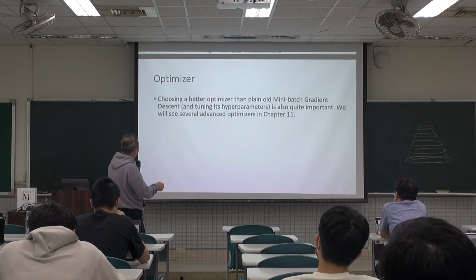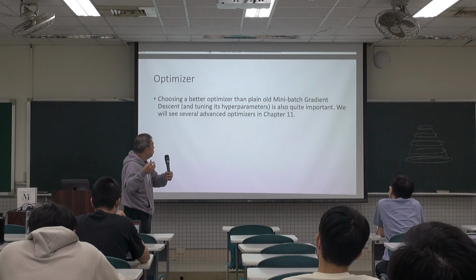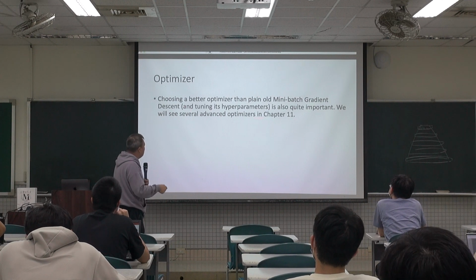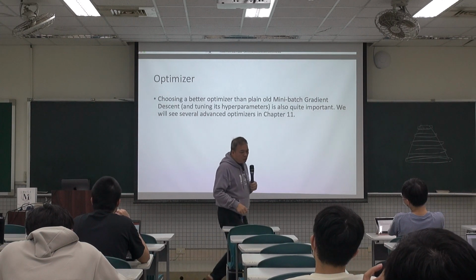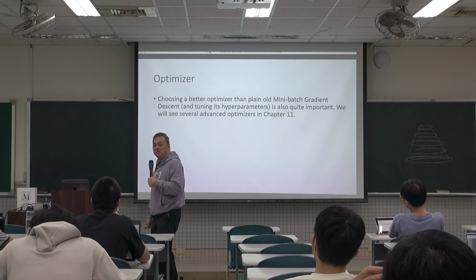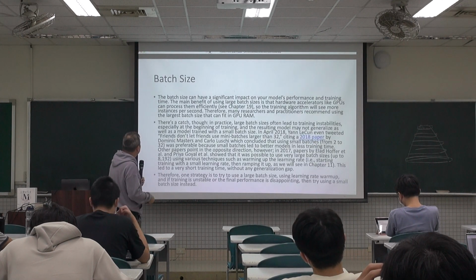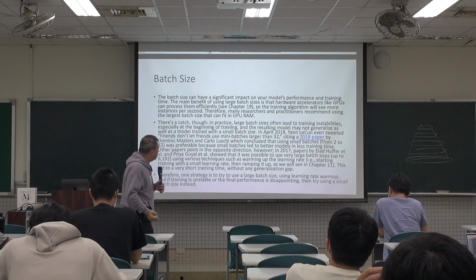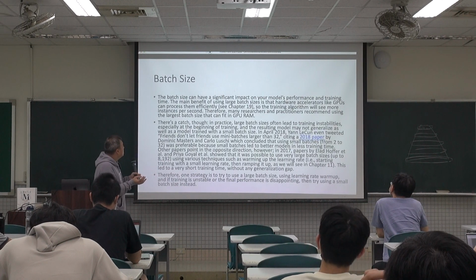And there are also a lot of different optimizers out there. As I said, you only know gradient descent, but there are many optimizers that actually have a big influence on model performance. We are going to talk about that in the next chapter. And also the batch size. As I said, we normally use a mini batch, so how big is the batch size?